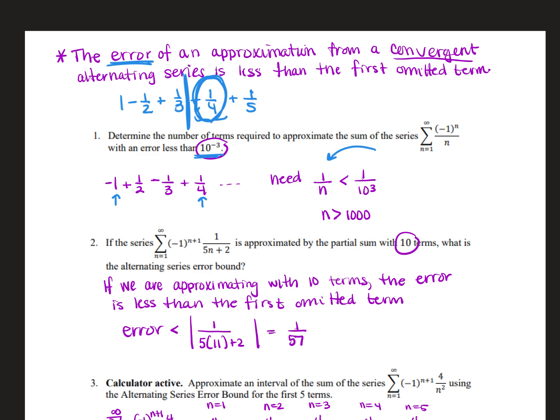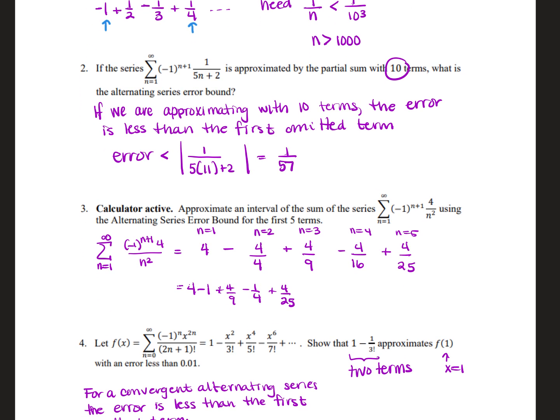The second one: we want to know the error in the approximation for the first 10 terms. If we're using 10 terms, the 11th term is going to be the error. So if I plug in n equals 11, it's in absolute value, so it doesn't matter if it is positive or negative, but the error of that approximation, keeping the first 10 terms, is less than 1 over 57.